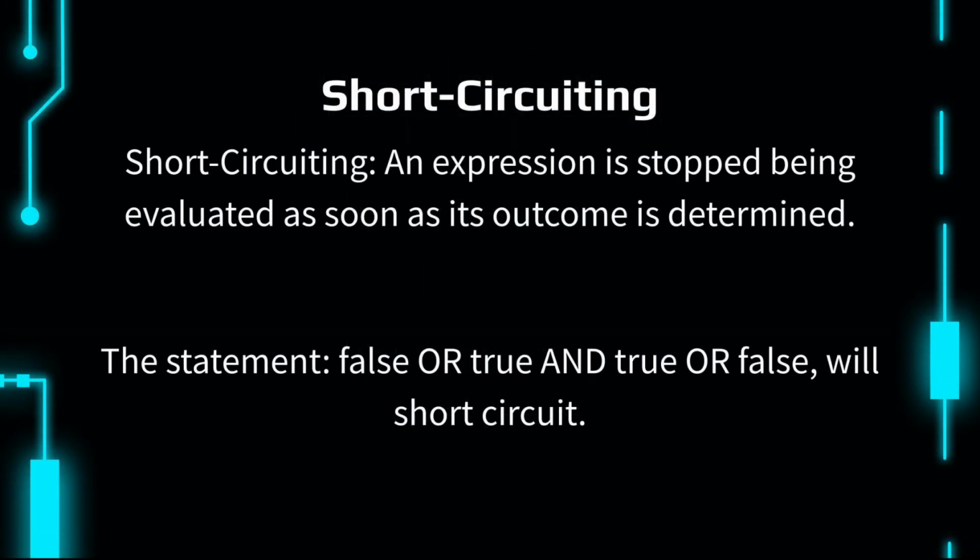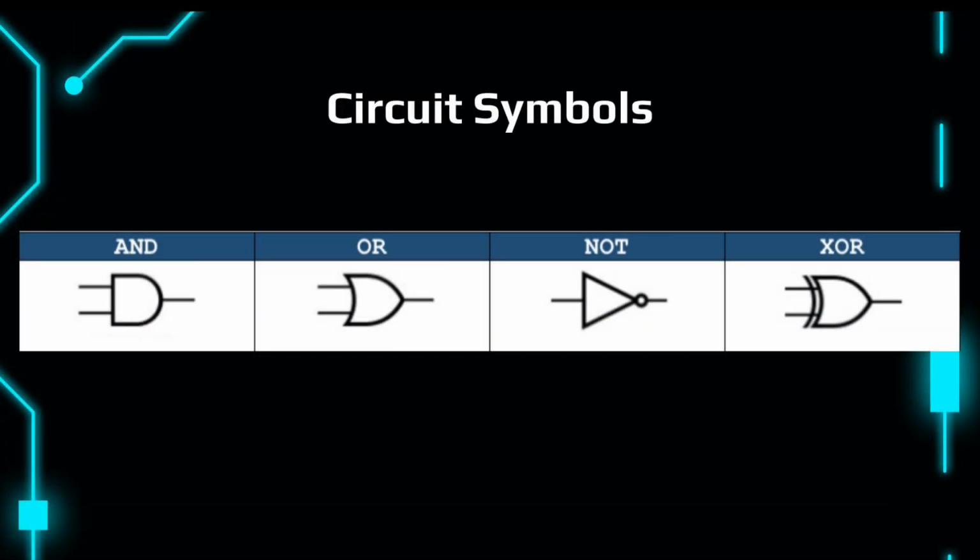Short-circuiting. An expression stops being evaluated as soon as its outcome has been determined. Circuit symbols. These are the symbols that are used in circuits for each of the main operators.